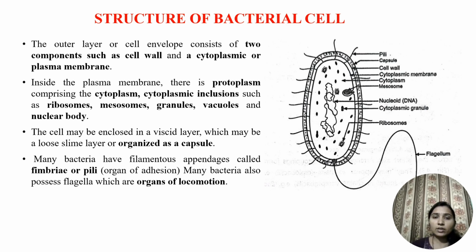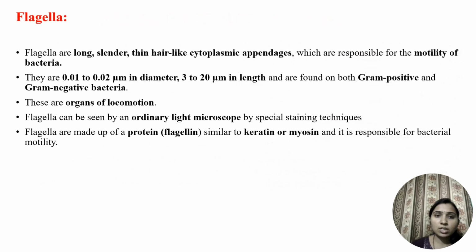Now we will start with flagella. So what are flagella? Flagella are long, slender, thin hair-like structures, cytoplasmic appendages, which are mostly responsible for the motility of the bacteria. They are 0.01 to 0.02 micrometer in diameter and 3 to 20 micrometer in length, and they are found in both gram-positive as well as gram-negative bacteria. So this flagella is also called the organ of locomotion.